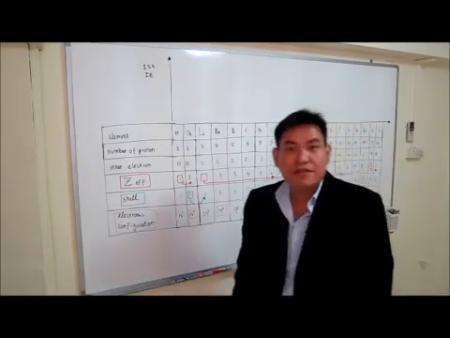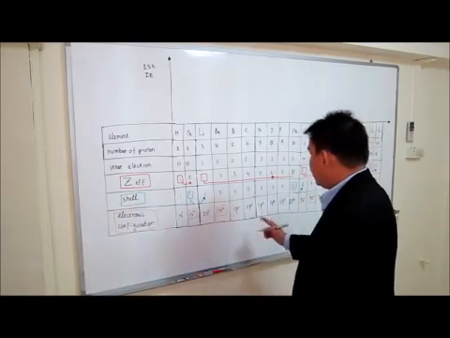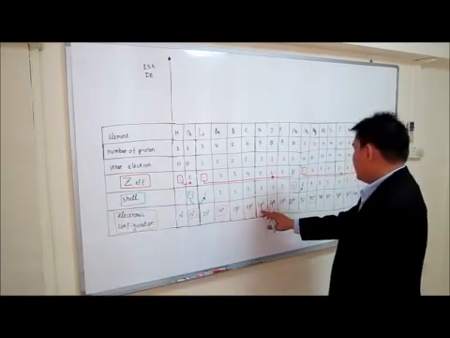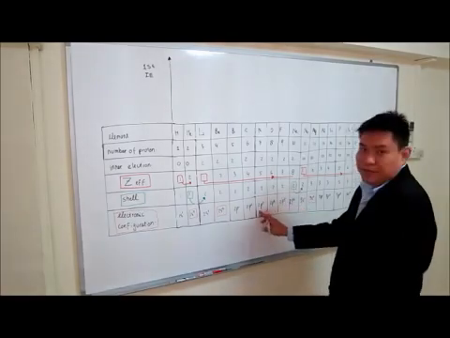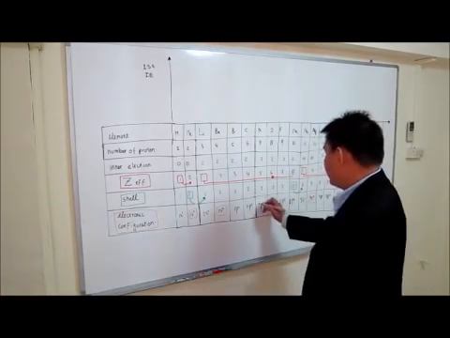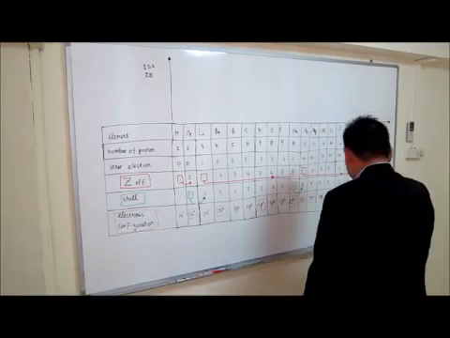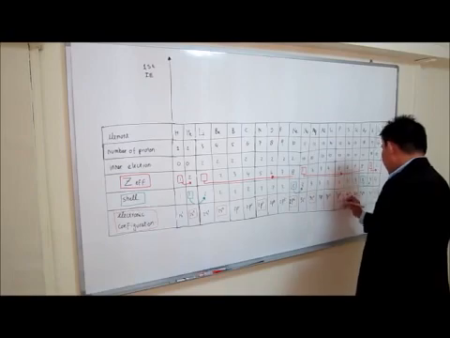For p orbital, if it is half full and full, that means p3 and p6 is going to be stable. So 2p3 and 2p6, 3p3 and 3p6 are stable.